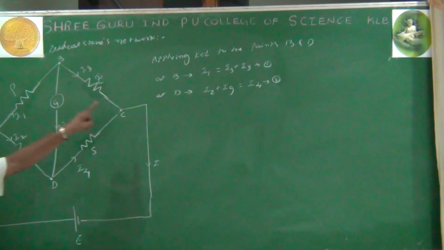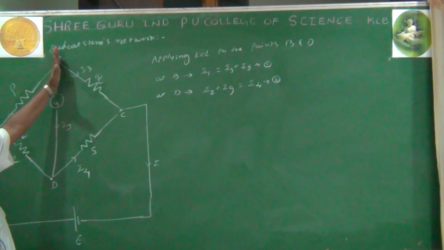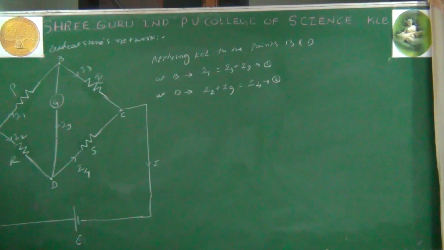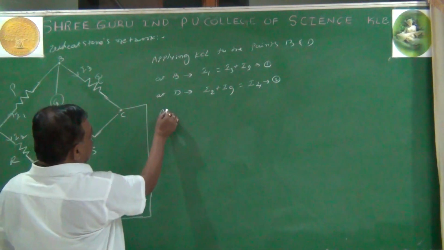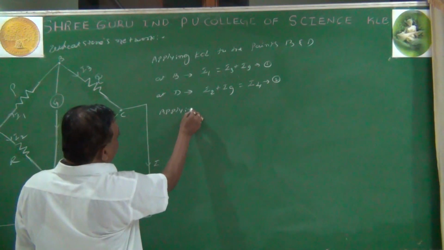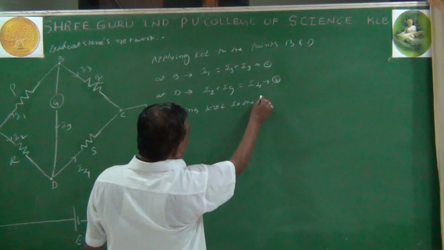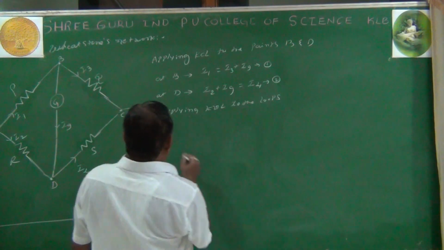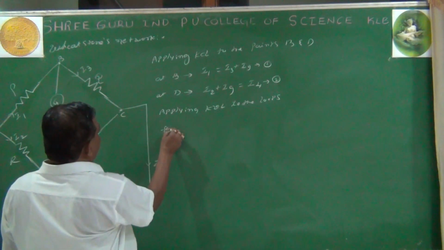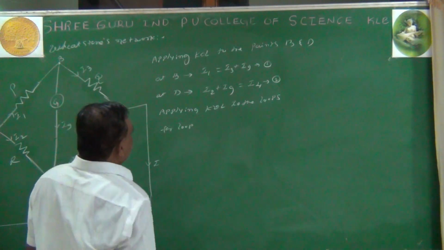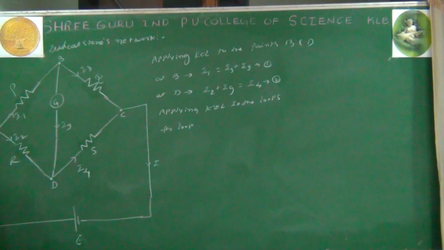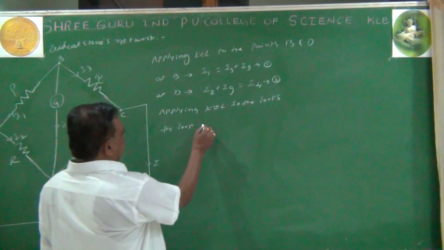Then, what are the remaining things here in the circuit? A and C are the battery points. What is the common galvanometer path? BD. Then, applying KVL to the loops. For the loop, what is that battery point? A, galvanometer path BD. Then what is that loop? ABDA. Shall I take? Yes. For loop ABDA.